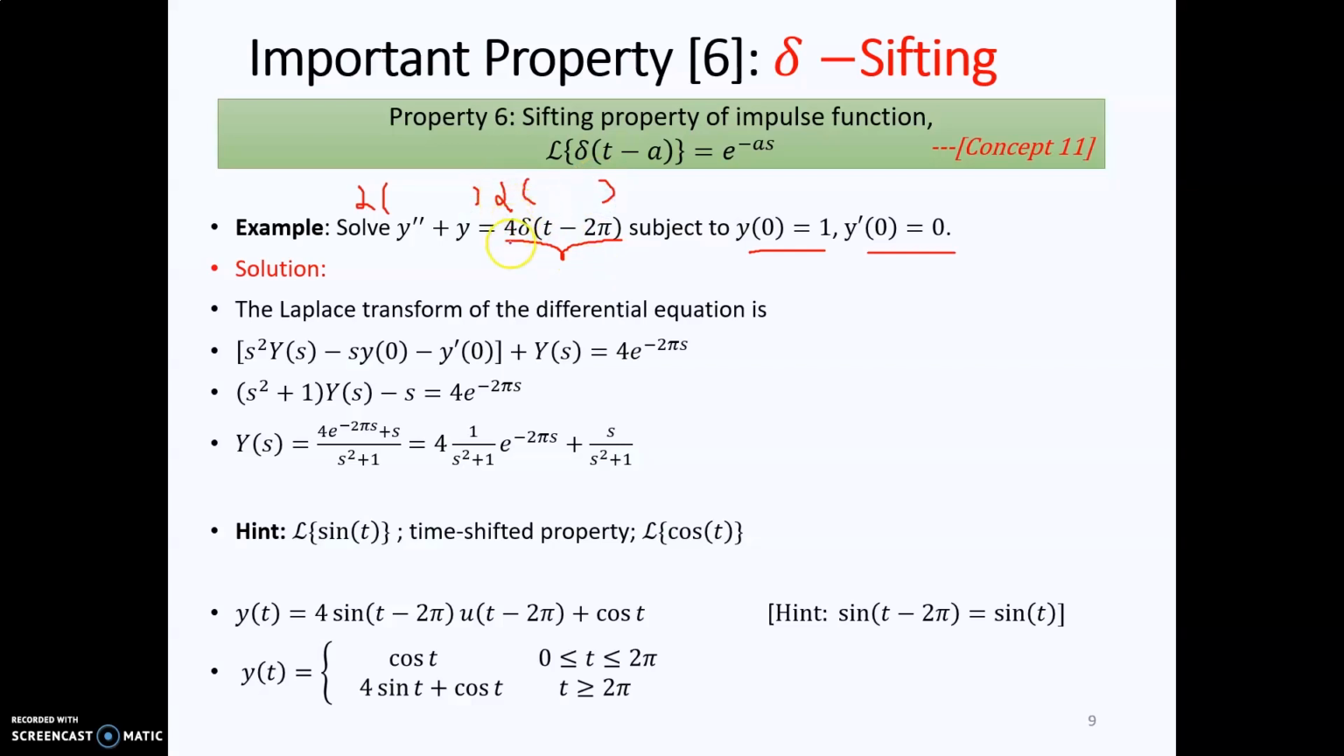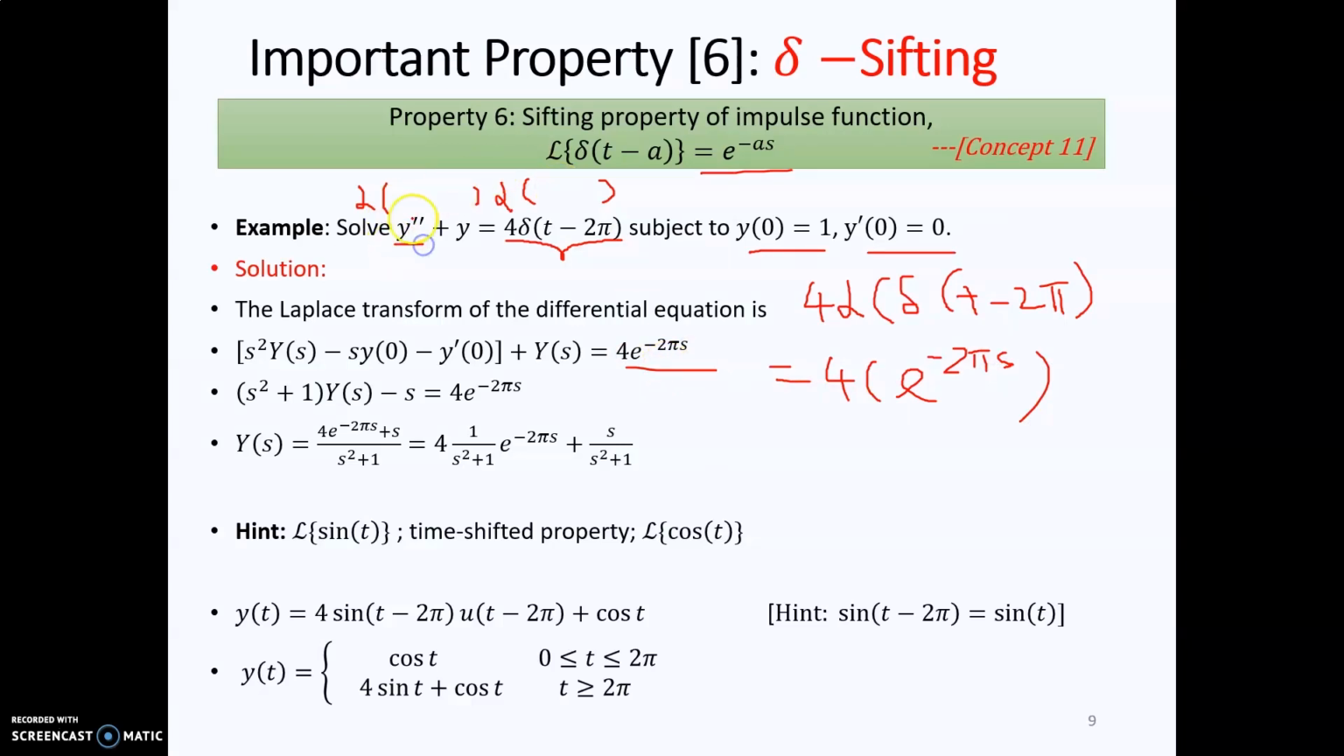So Laplace transform for 4 delta(t minus 2 pi), we can refer to this formula. So when you take the Laplace transform for delta(t minus 2 pi), your constant 4 can be taken out, equal to 4 multiplied with exponential negative as. So your a is 2 pi, therefore you have 2 pi s. So this is the answer.